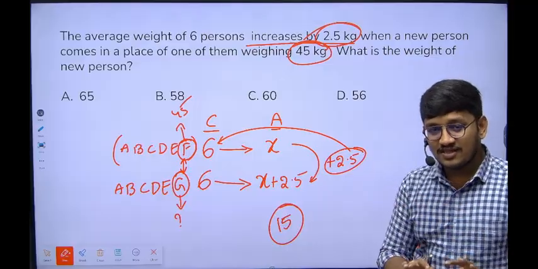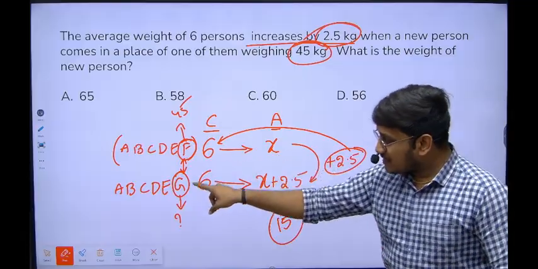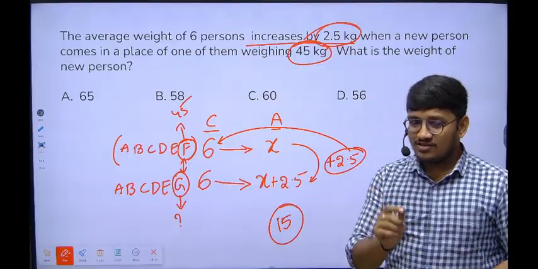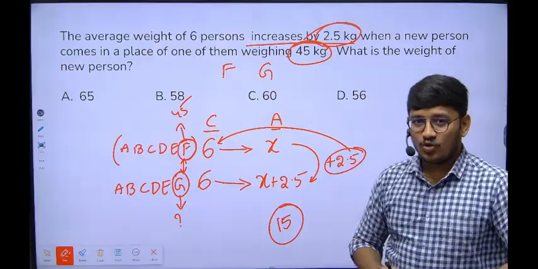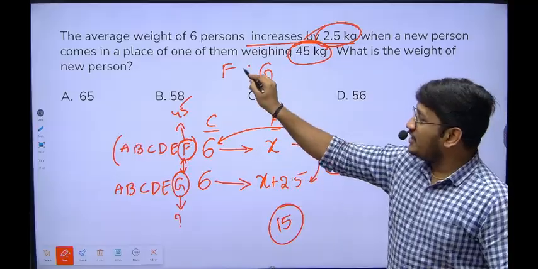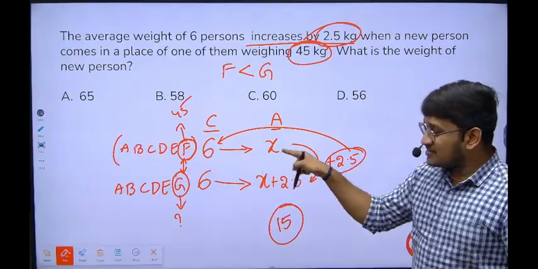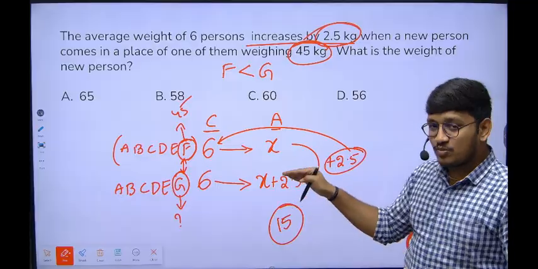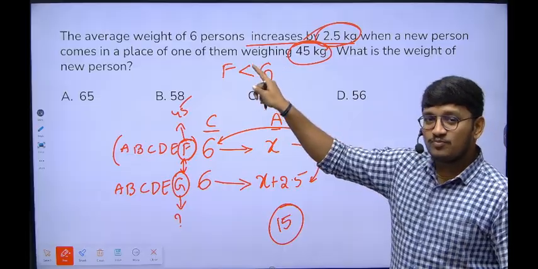Now, don't consider this as the weight of the new person. You just understand the logic here. When the old person is there, the average is x. When the new person came, the average increased by 2.5 kgs. Now if I ask you, out of F and G, whose weight is more? Obviously G's weight is more than F. How? Because when F is there, the average is only x kgs. When G was there, the average increased by 2.5 kgs, meaning the average is more when G was there. Obviously, from this logic, G's weight is more than F.